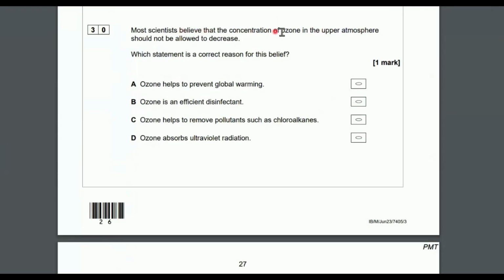30. Most scientists believe the concentration of ozone in the upper atmosphere should not be allowed to decrease. So they want to maintain our lovely ozone in the atmosphere. They don't think we should decrease it. Which statement is the reason why they think we shouldn't decrease ozone in the atmosphere?